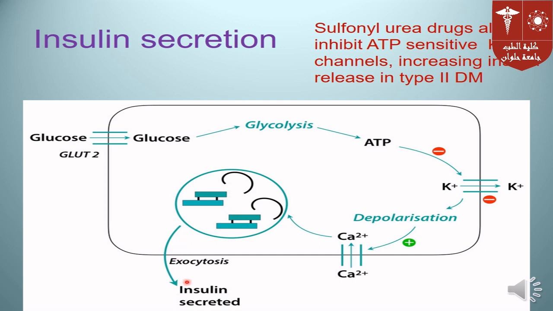So in order to secrete insulin, glucose must be high in the circulation. There must be hyperglycemia. This is the only trigger for insulin release. Glucose enters inside the beta cell. It enters the pathway of glycolysis. It produces ATP. This ATP inhibits the potassium channel, causing depolarization of the cell membrane and calcium entry. This calcium will stimulate exocytosis of the insulin vesicles.